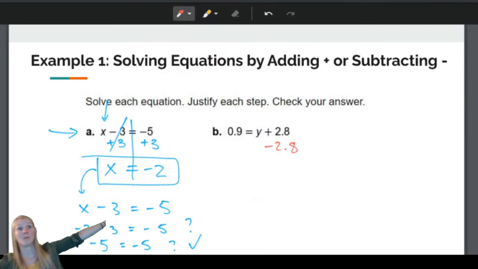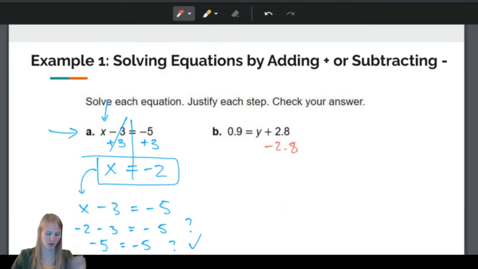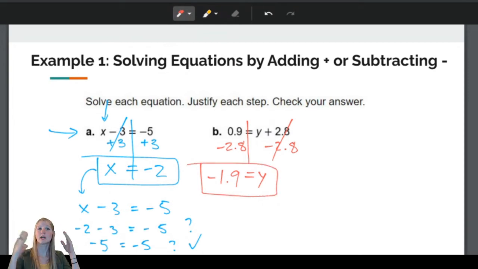And oh, my teeter-totter's unbalanced. Remember, if I do it to one side, I've gotta do it to the other. So we also need to subtract 2.8 over here on this side of the equal sign. So now these go away. Plus 2.8 minus 2.8, it just goes away. And now I have y equals 0.9 minus 2.8 is negative 1.9. And look at that, y is by itself. So we have solved the problem. We have y equals negative 1.9.